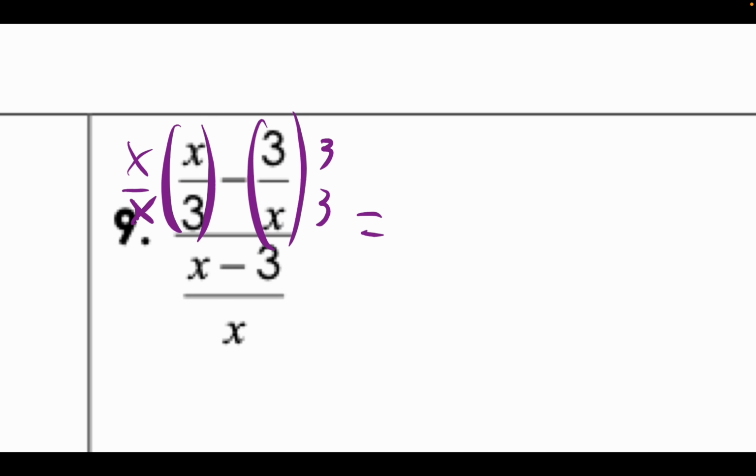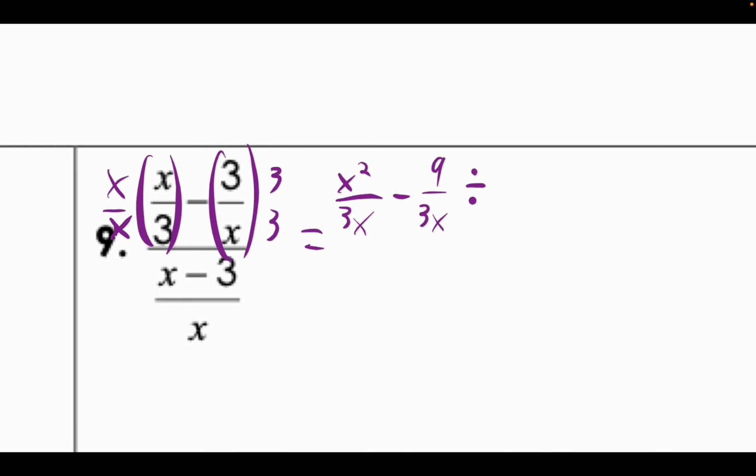So I'm just going to rewrite my result here before I do any true reciprocating or combination. So I'm going to get x squared over 3x minus 9 over 3x, and I'm just going to write it as divided by all of this. That way I go ahead and separate it out. x minus 3 over x. And you could choose to multiply here instead and then reciprocate this. That'd be more than acceptable as well.